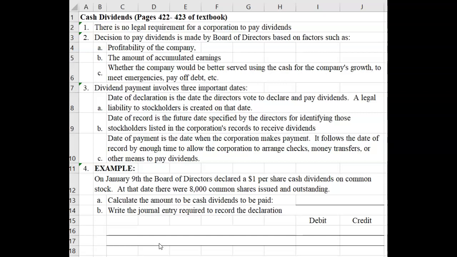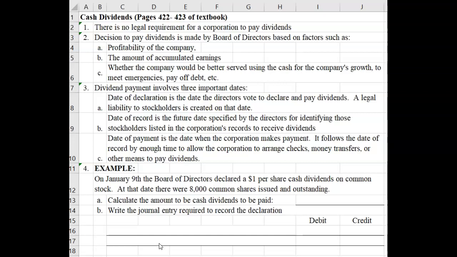As always, I strongly recommend that you download and print the PDF version of this worksheet or download the Excel workbook so you can follow along with the video and practice writing journal entries in connection with the payment of cash dividends. Cash dividends are discussed in your textbook on pages 422 and 423.